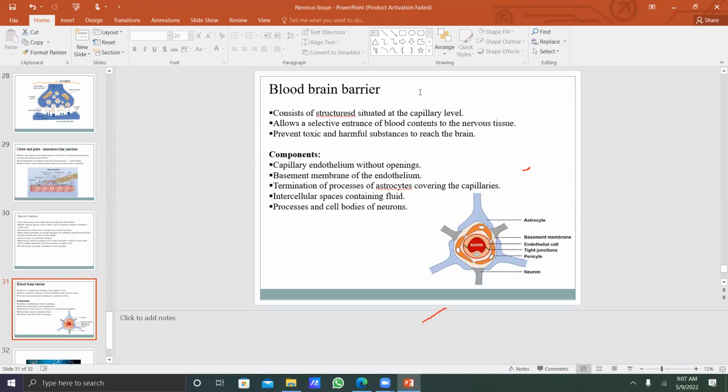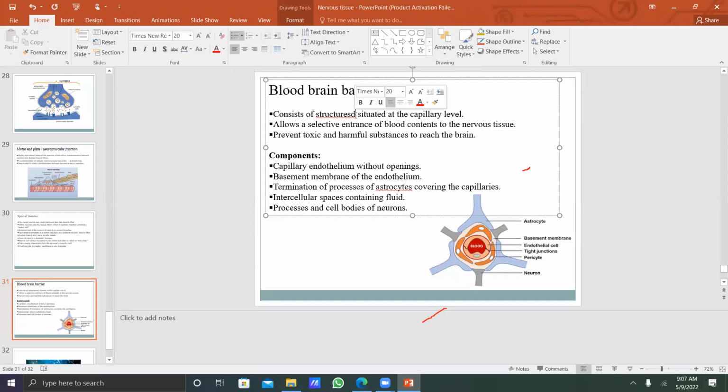Then I have included a small note on the blood-brain barrier because this is seen only in the nervous system. This consists of structures situated at the capillary level near the brain. Blood-brain barrier allows a selective entrance of blood contents to the nervous system.